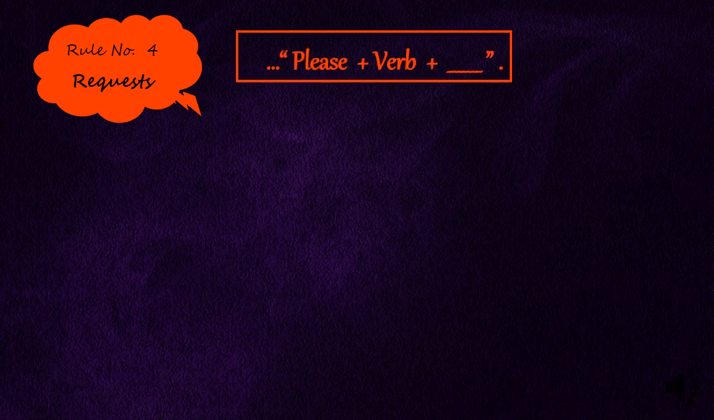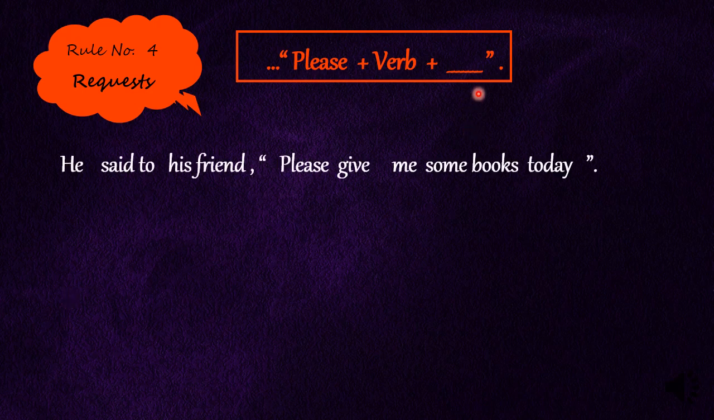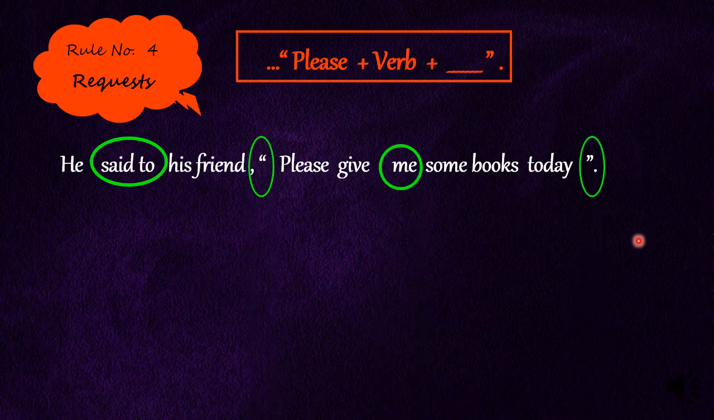Rule number 4: Request. Let's assume you are given a sentence with this template, where you have "please" followed by a verb and a few other words, and then it ends with a quotation mark. Let's assume this example: He said to his friend, "please give me some books today." So what are the changes that you need to make? "Said to," comma, open quotes, close quotes, "me," "today."